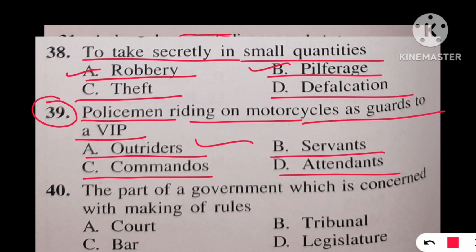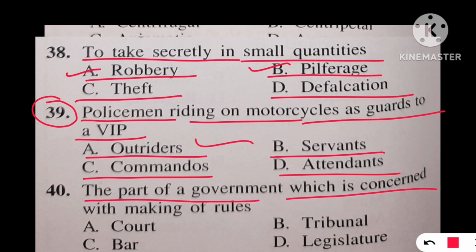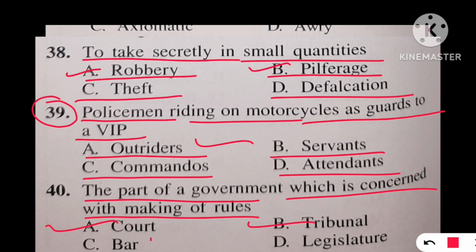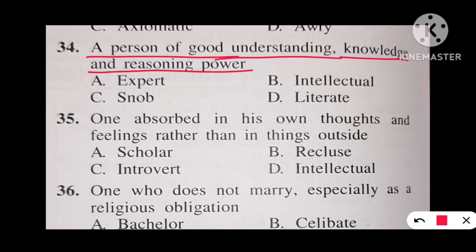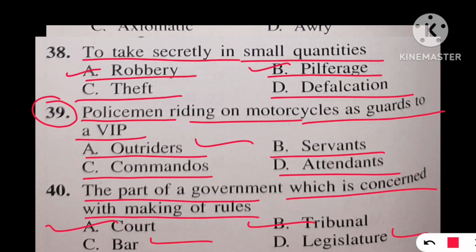Last question. The part of a government which is concerned with making of rules. They are called court. Option B, tribunal. Option C, bar. And option D, legislature. The right answer is option D, legislature. By this, we have completed our set of 40.